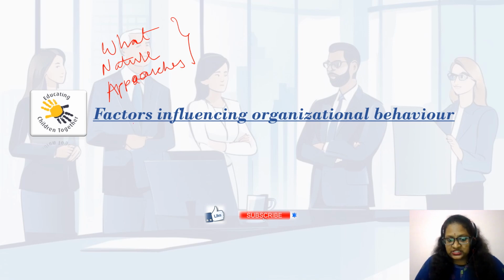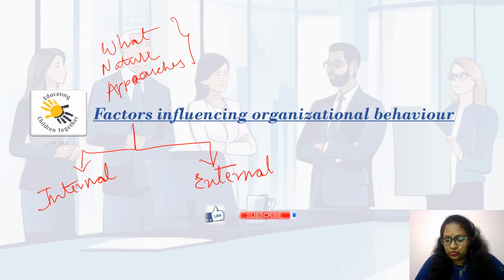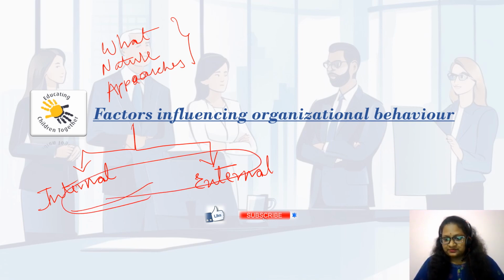These factors are divided into two parts. One would be the internal factors and the next would be the external factors. These factors have a great impact on the human beings who work in an organization. They impact the behavior of a human being. Let's see how and in what way these factors are impacting the organization's behavior.